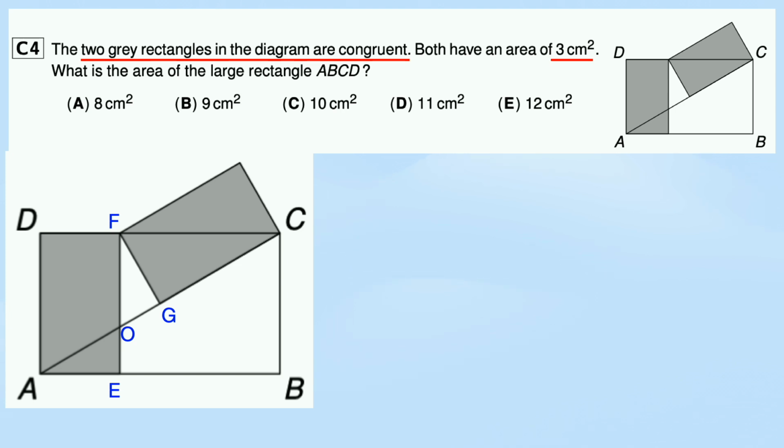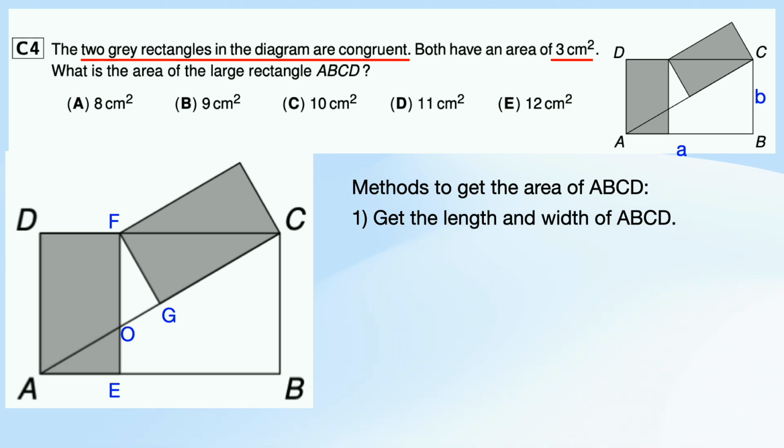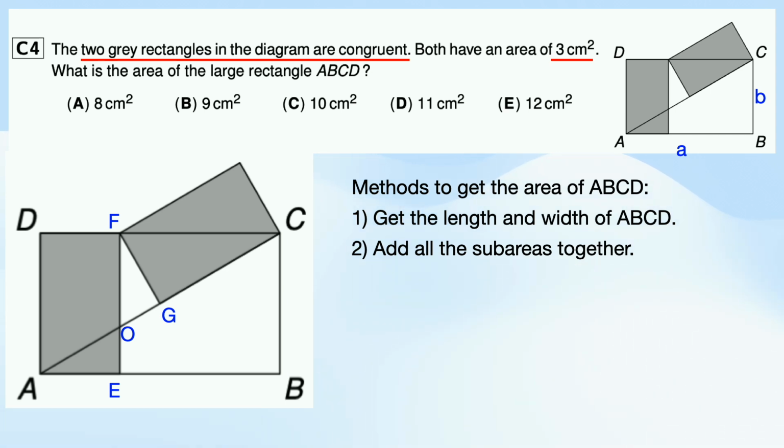After reading the question and identifying the key points, we move on to the observation. To find the area of the rectangle ABCD, we can either get the length and width of ABCD or just add all the subareas together to get their total area. Looking at this diagram, the first method doesn't seem promising due to the limited information. So let's try the second approach.